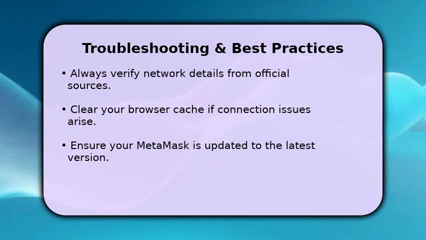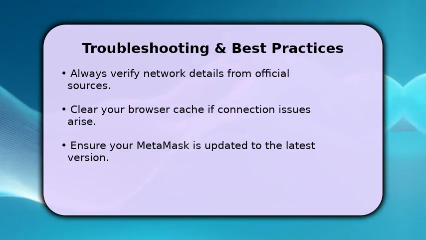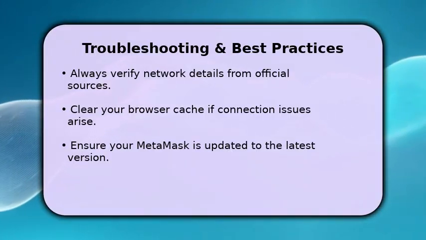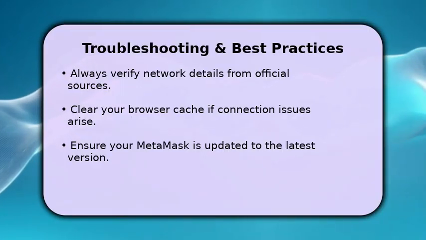If you encounter any issues, first double-check all the network parameters you entered. Incorrect RPC URLs or chain ID are common culprits. Also, ensure your MetaMask extension is fully updated to its latest version. For persistent problems, try clearing your browser's cache and cookies. Remember, always obtain network details from official Cpen documentation to prevent security risks.